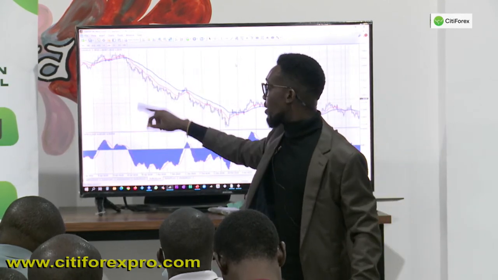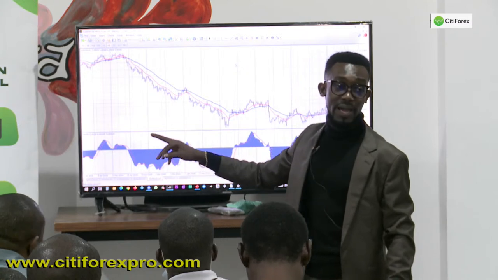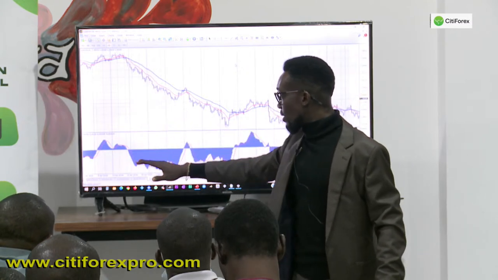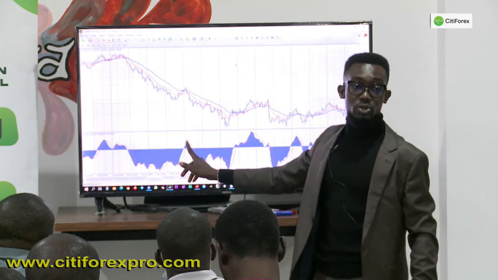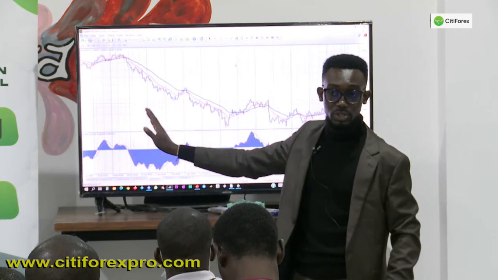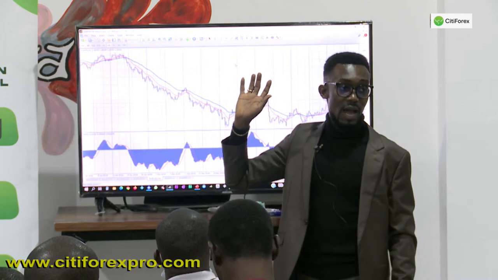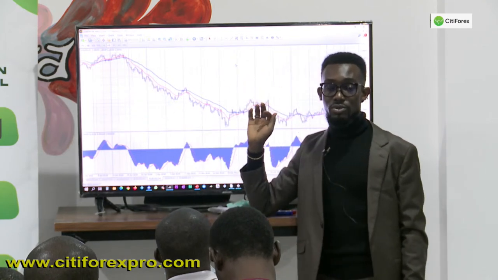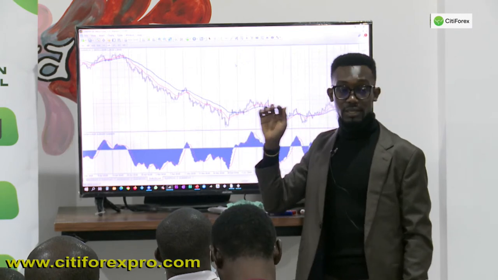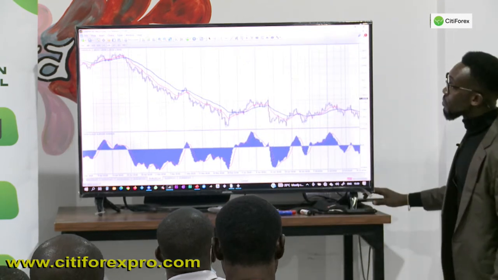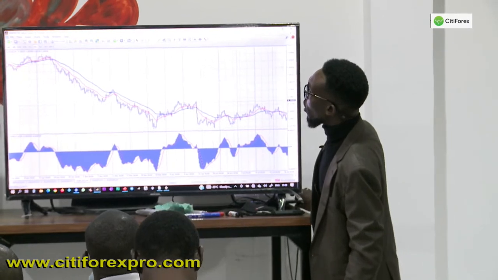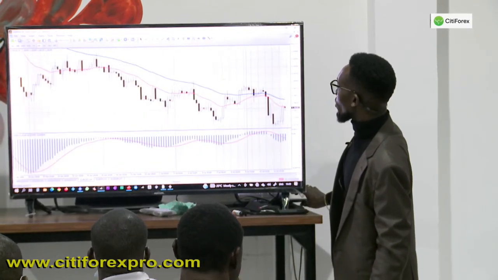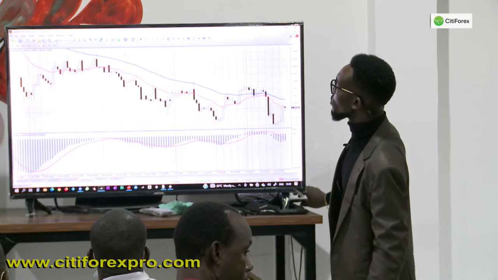Then make sure your MACD is on the side of your bias. So that even if the market is going against you, and the MACD is still down, it has not moved up, you know that the downtrend is still good. It's just a correction. And what you want to get is a discount price to continue the downtrend. Do you understand what I just said? Let me zoom this a bit.